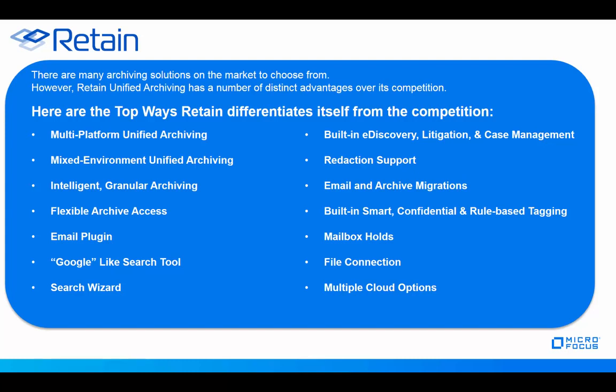And then of course that built-in e-discovery, it's not an additional cost to be able to do that, it's just built right in, which includes redaction as well. The ability to easily migrate email systems because it's an archive that's platform agnostic. Those tags that I showed, the built-in smart, confidential, and rule-based tagging. The ability to place holds.